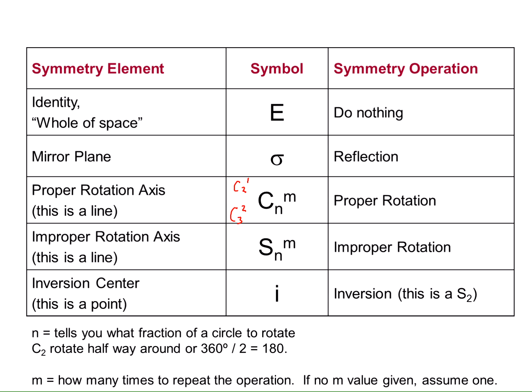Now the last symmetry element that we're going to use is an inversion center, and this is a point. So the symbol for the inversion center is a lowercase i, and the operation is to invert. And another way to define this inversion is an S2. So this inversion is actually a special case of the S2 improper rotation axis.